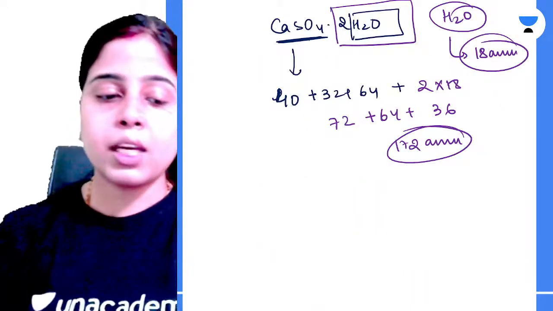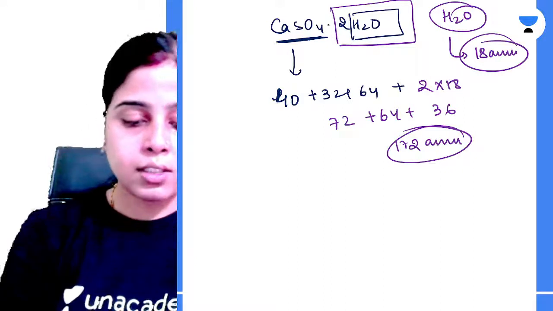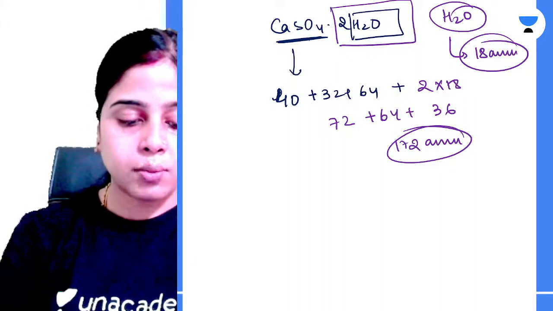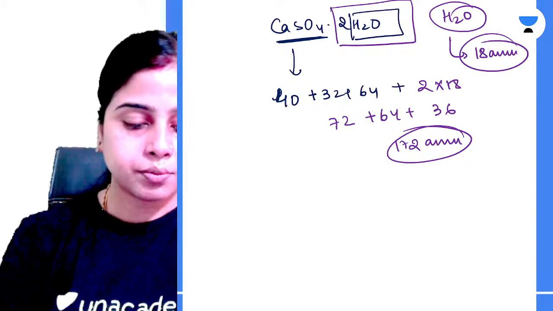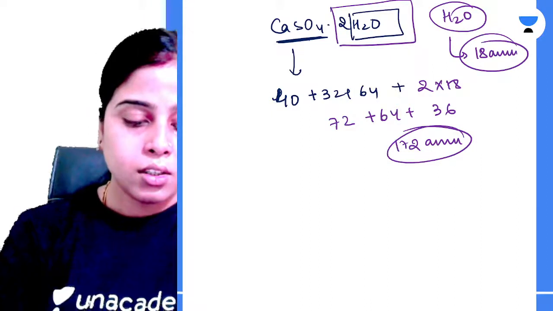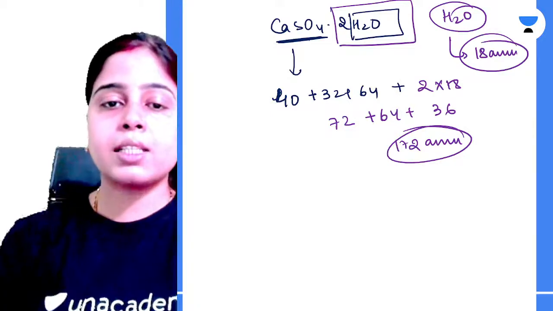So this is the way you find out the molecular masses of different molecules of compounds. Clear, everyone? Any doubt anyone is having? If anyone is having any doubt, please let me know. Okay.